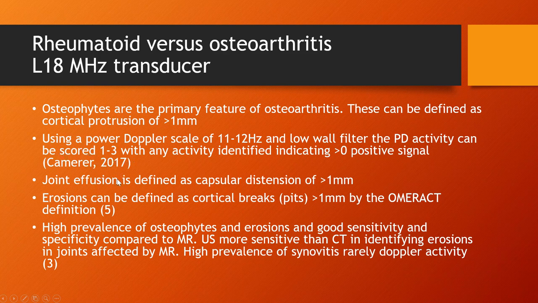2017. Joint effusion is defined as a capsular extension of greater than 1 millimetre. Erosions are defined as cortical breaks or pits of greater than 1 millimetre, and there's an OMERACT definition for erosions. And there's a high prevalence of osteophytes and erosions, and good sensitivity and specificity compared to MR. Now, reportedly, this is only from one journal, and I'm a little biased towards it because it was written in conjunction with a sonographer. But ultrasound is definitely more sensitive than CT in identifying erosions.